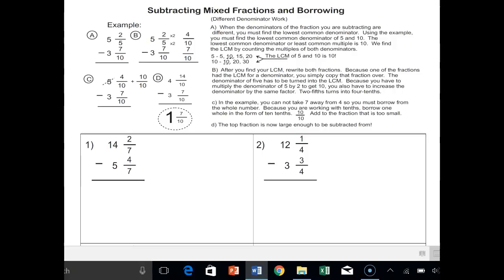Now we're switching gears and moving on to subtracting when we have to borrow. There's two ways we can do this. We can either borrow or we can change it to improper fractions. So I'm going to try and show you both today.